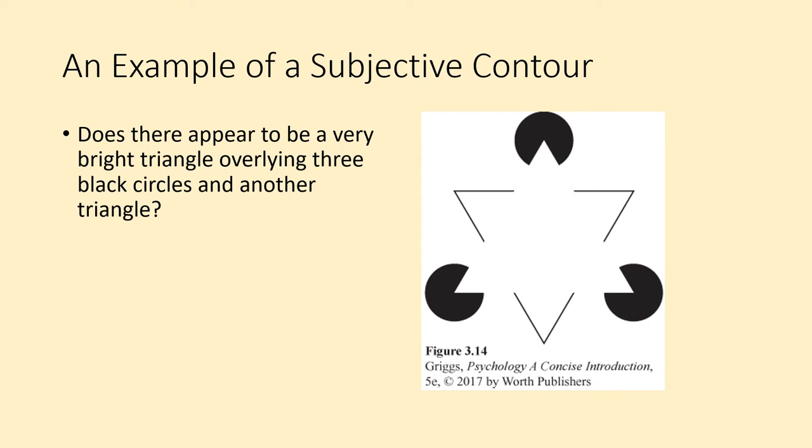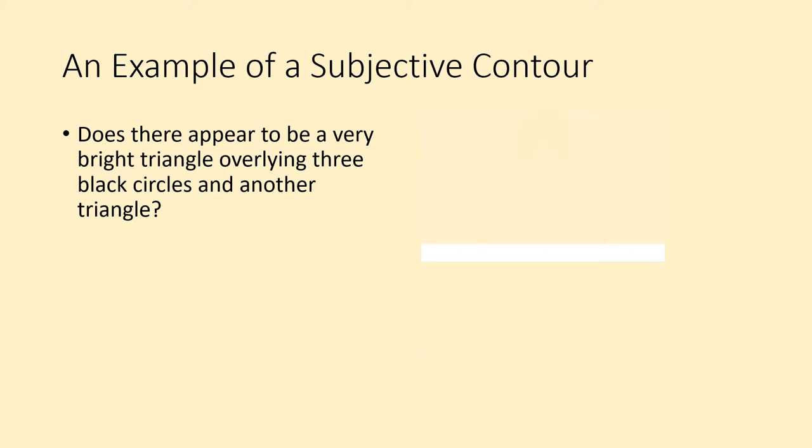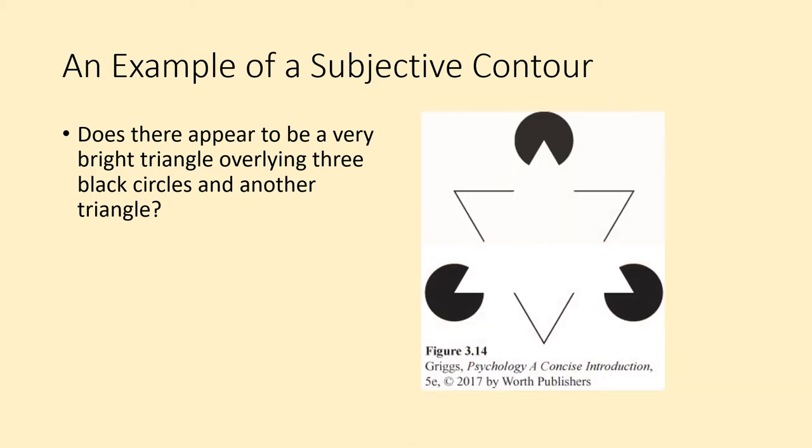Now, to demonstrate that this overlying brighter triangle is not truly there, we'll cover up everything in the display but the horizontal blank center. Now, when you do this, you will not see any difference in the level of brightness across the horizontal center of the display. If the whiter triangle really were there, you would see differences in brightness.